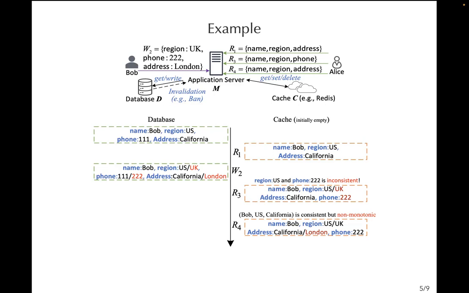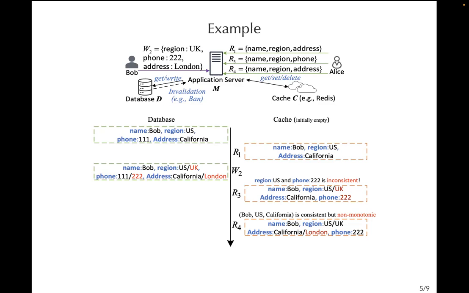So this is a toy example to show the difference. Suppose we have a database that holds Bob's record with his name, region, and address and phone number. And suppose Annie issues three read transactions to look up Bob's profile. Suppose between request R1 and R3, Bob updates his profile using write transaction W2. Then the state of the database and cache changes like this.